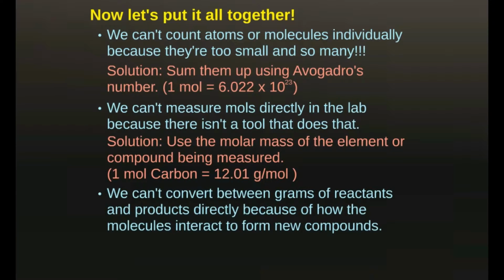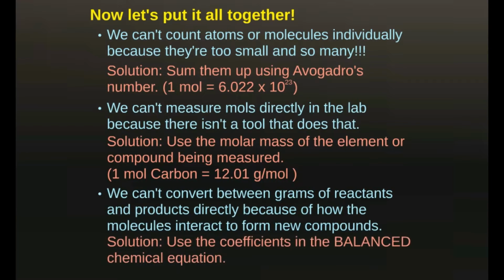We can't measure grams of reactants and products directly because of how molecules interact to form new compounds. There are too many of them, you can't count them all individually and put them together. So we use our molar ratio that we just used from a balanced chemical equation. Why should you write formulas correctly and balance them correctly? That's the reason why. If you do not do that, then you're never going to get this part right.